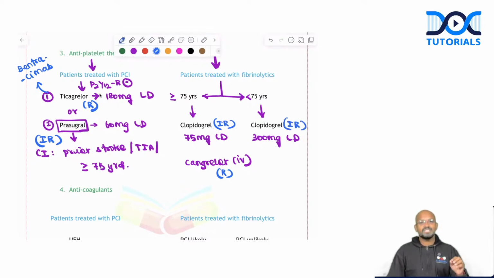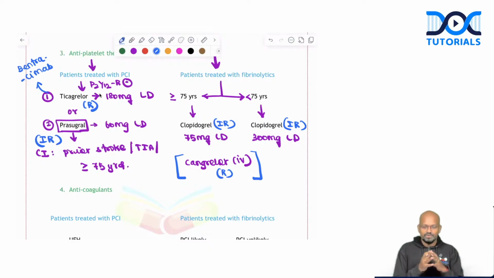So the chance of bleeding will be high for prasugrel and clopidogrel as compared to ticagrelor and cangrelor. Cangrelor can be given via the IV route during the procedure also. A loading dose is administered, and then a series of maintenance doses has to be given. These are the antiplatelet therapy options for the patient.